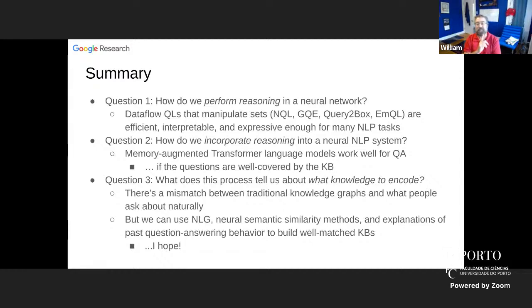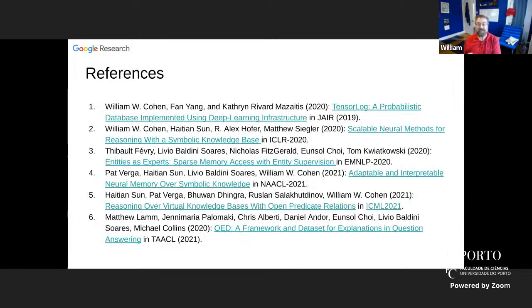So that's the bottleneck right now: these models are good when they're answering expected questions, but the knowledge bases that you're using are not well aligned with the questions that people ask. So now we can go back and ask this other question of what knowledge do we encode? And that's the current focus of this question explanation database that I'm working on. So that's all I've got.